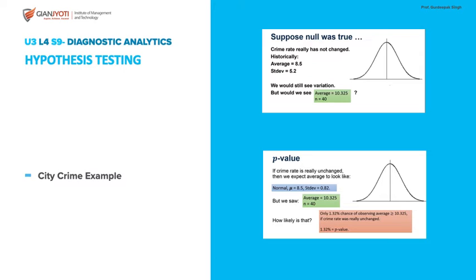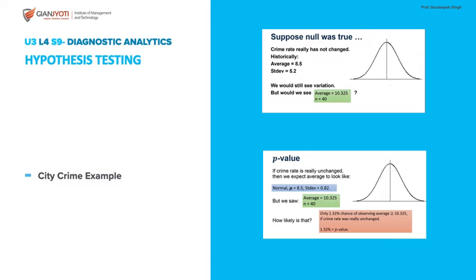For that, we talked about probability in the last lesson, so it comes in here: the p-value. The p-value is nothing but the probability value. So what we do is, if the crime rate is really unchanged, then we expect the average to look like 8.5, with standard deviation 0.82, but what we saw was 10.325 with a sample size of 40. So how likely is it that what we are trying to claim, that 10.325 is the average when there are power outages, is significant enough or not?